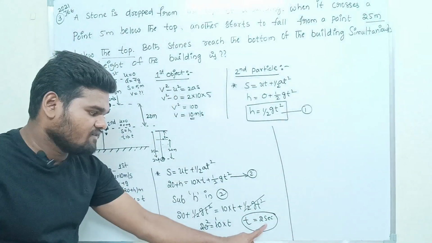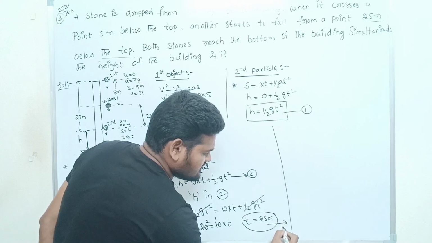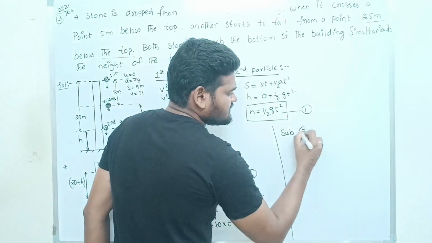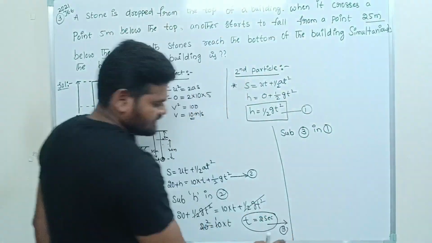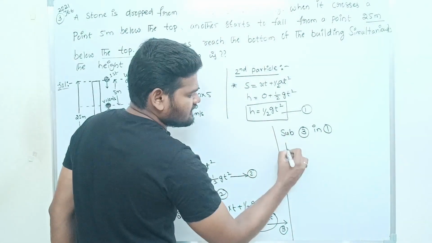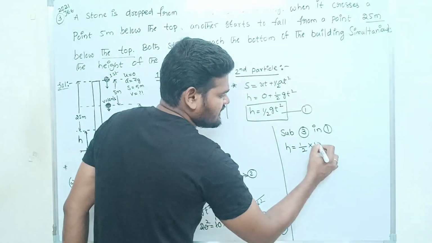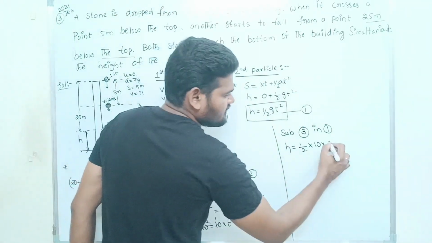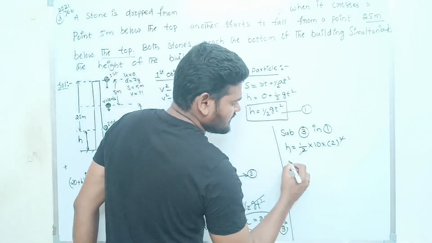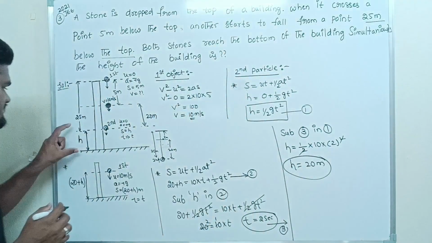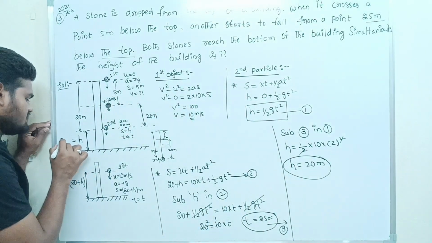We got the time value. Now let us say this is equation number 3. Substitute equation 3 in 1. So we will get h is equal to half g value. What is the value of g? 10, into t square. What is the value of t? 2 square. So the 2 and the half get cancelled out. So h is equal to, we got how much? 20 meters.